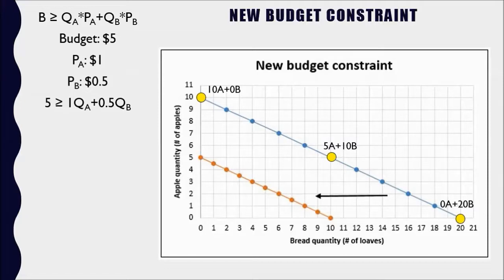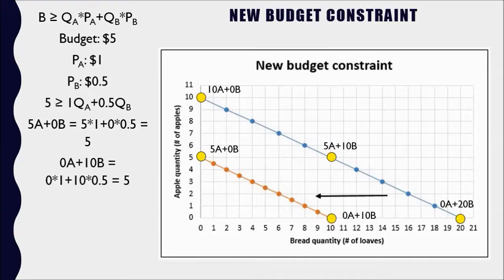Since the new budget constraint is $5, the combination of goods purchased cannot cost more than this amount. For example, the consumer can choose to buy 5 units of apples and no bread, which would cost exactly $5. The consumer can also decide to buy no apples and 10 units of bread, which once again costs $5. They can also purchase 3 units of apples and 4 units of bread, which will once again cost $5.